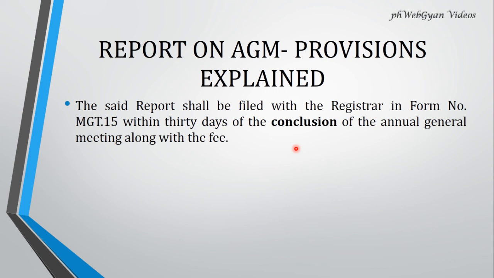So suppose a company is not able to hold its AGM, then the contravention of this section would also be applicable. I think I am making myself clear that here it is talking about the conclusion of AGM. So if the AGM is not concluded, then this 30 days cannot be counted, correct? The report cannot be filed. And if the report cannot be filed, then the contravention of this section would be applicable.